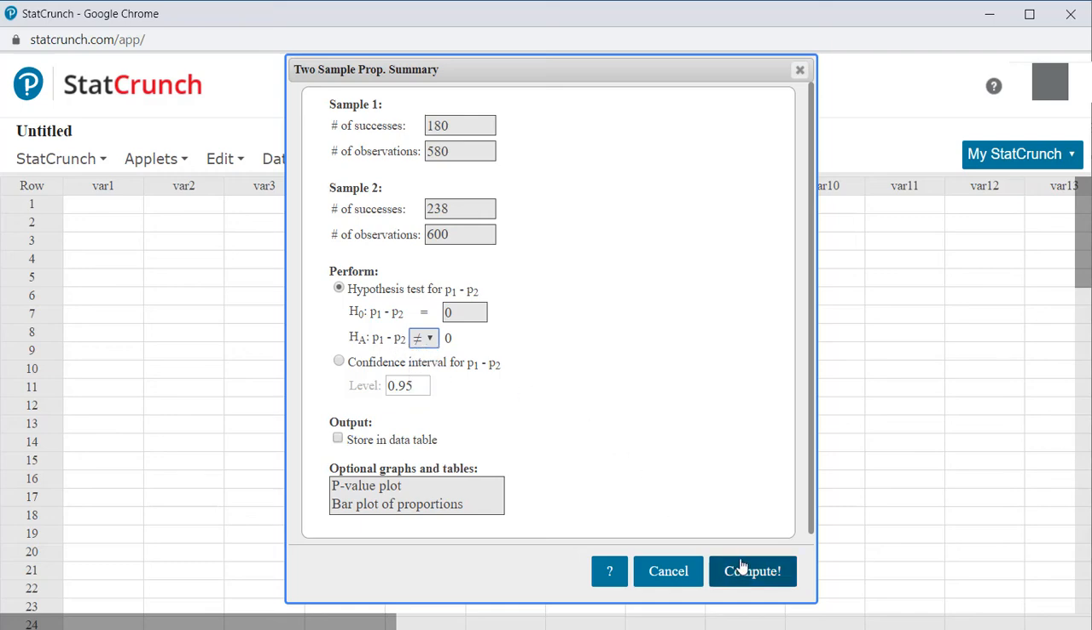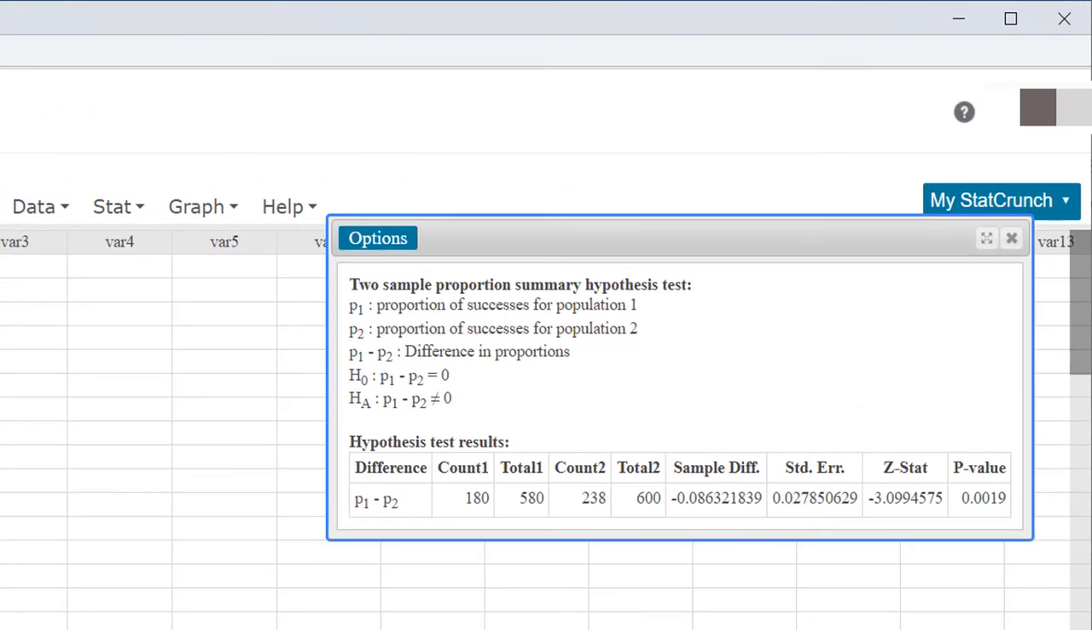If I say compute, then StatCrunch gives us the test statistic, negative 3.099. That agrees with our calculator. Again, that's slightly different from our by hand calculation because we were off a little bit by hand because we had rounded. And our p-value is 0.0019, which agrees with both our by hand and calculator result. So again, we have to know what to do with that once StatCrunch calculates for us. So we would compare the negative 3.099 to the critical value to reject.